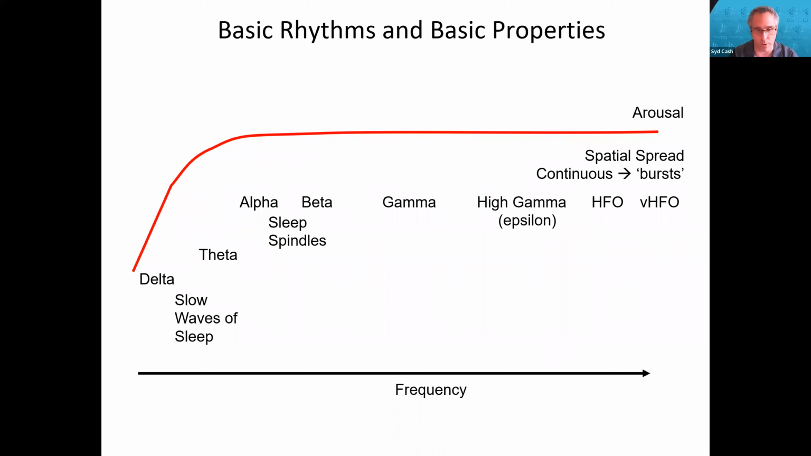You also go from more continuous, that is, it's an ongoing oscillation, to more of a bursting, where you'll get little chunks of time in that frequency band of interest. Now, those are general rules, and I'll refer back to them a few more times, but they're also rules that are broken quite a bit.